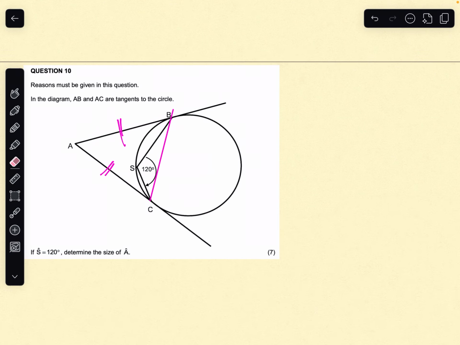We solve the problem by constructing BC and recognizing that this is 120 because of tan-chord. So here's my chord, here's my tangent, and it is subtending in the alternate segment. And likewise, this is also 120. There's my tangent, there's my chord, subtending the 120. So both of these are 120 degrees.